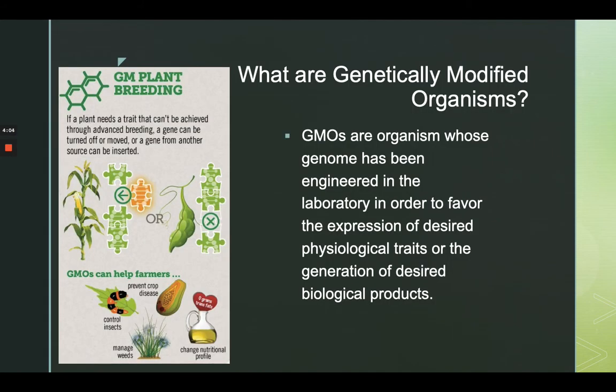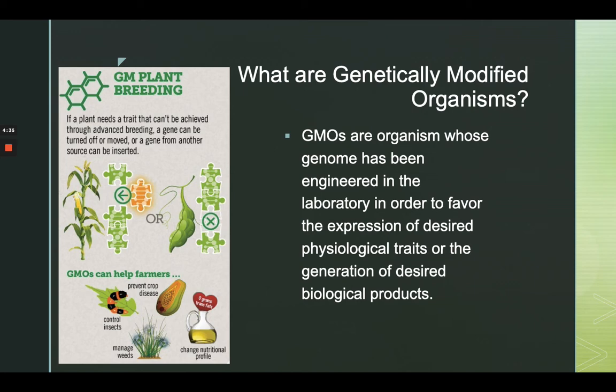So what are genetically modified organisms? Genetically modified organisms are organisms whose genome has been engineered in the laboratory in order to favor the expression of desired physiological traits or generation of desired biological products. So here's a picture of certain foods and crops that are genetically modified.